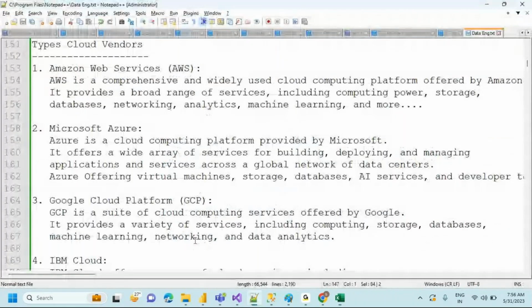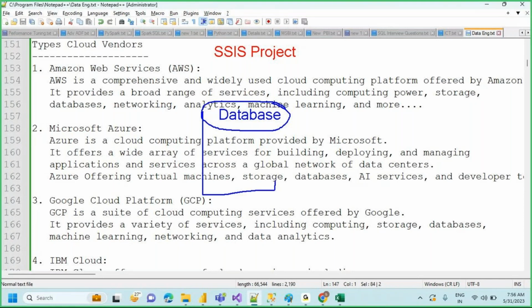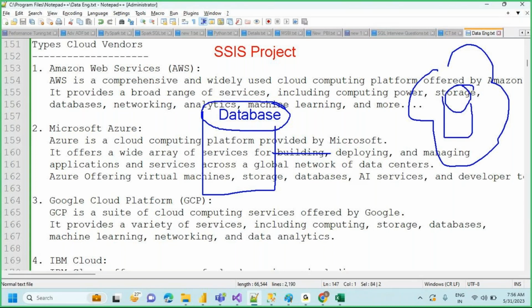Now, if I wanted to migrate my project from on-premise to cloud, let's say we have an SSIS project. If you're aware of SSIS, that's fine. Even if you're not aware of it, you can just leave it. Everyone is aware of databases, right? I have a database. I wanted to move it from my on-premise to the cloud system. I wanted to move it to the cloud.